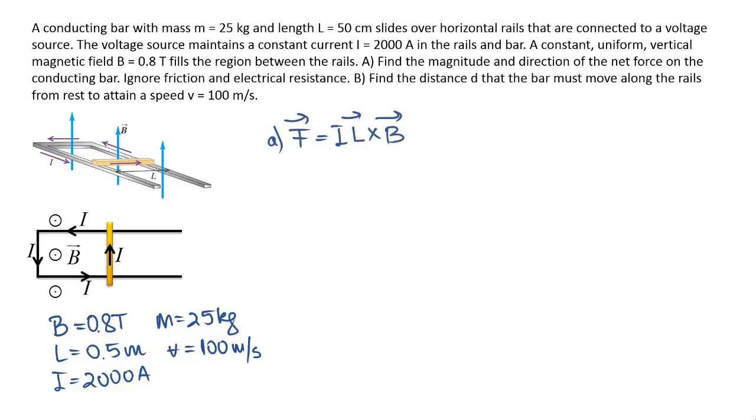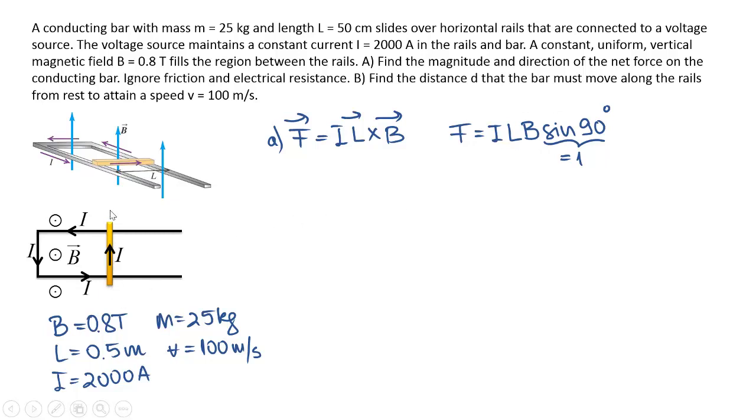This magnetic force is calculated as the current times the cross product between the length of the bar and the magnetic field B. We can rewrite this equation in scalar form, remembering the definition of the cross product. So the force will be equal to the current multiplied by the magnitude of the first vector, which is the length of the bar, multiplied by the magnitude of the second vector, which is the magnetic field B, multiplied by the sine of the angle between them.